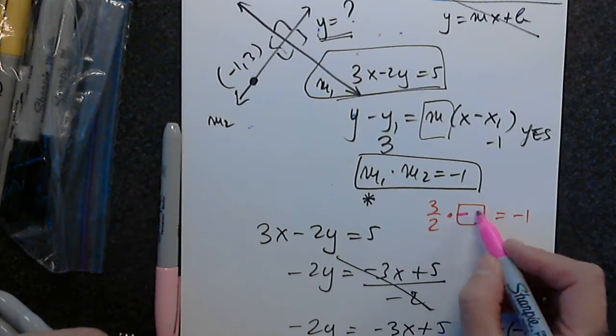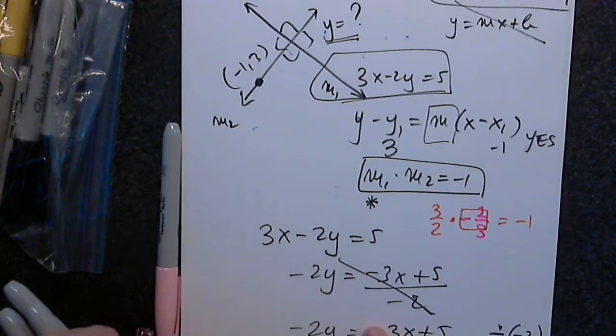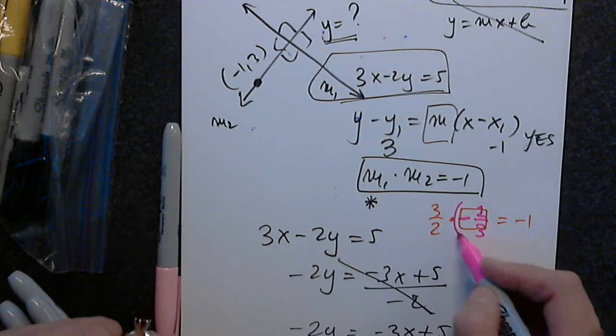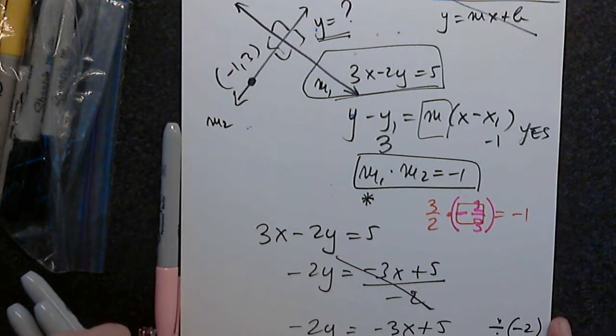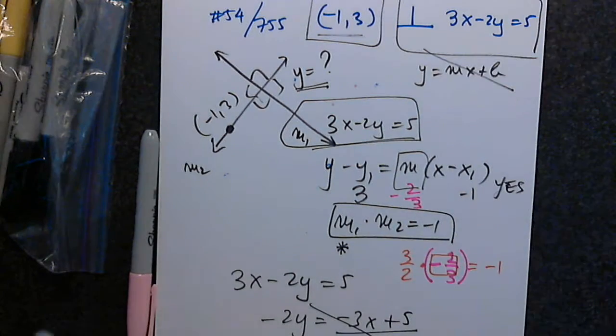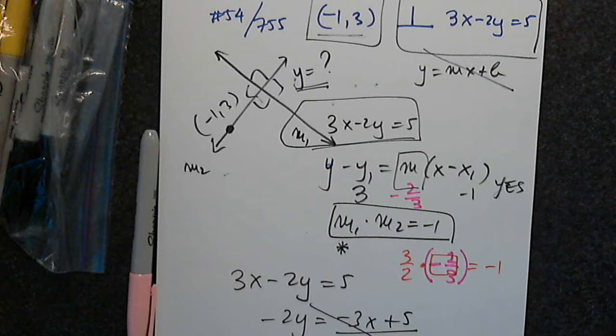Minus 2/3. Excellent. Only 3/2 times -2/3 will equal -1. So now I have all the pieces. All I have to do now is put them together. I have the point, I have the slope, I have to rewrite, distribute, move 3 to the other side, etc., solve for y. That is important.